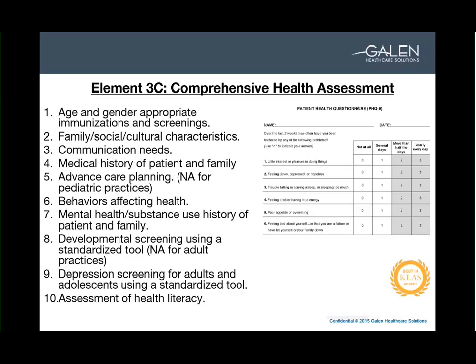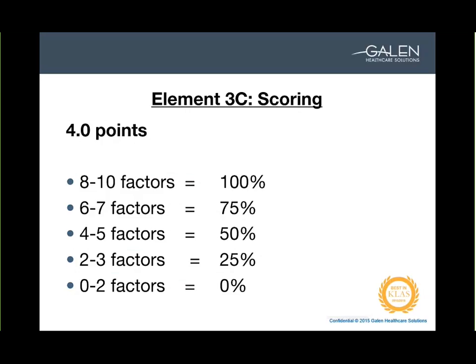And then the last one is, basically, do I know the ability to understand concepts and care requirements related to managing their health? What's their health literacy? If I say terminology, and we'll talk about how we assess that. 4 points for this one. Again, no must-haves, no critical factors.